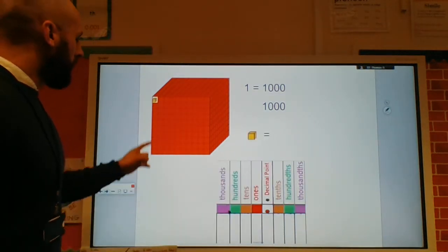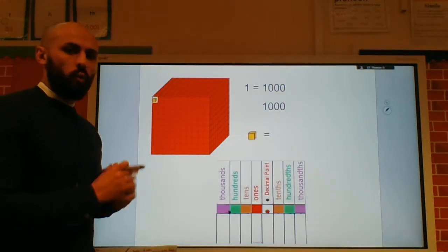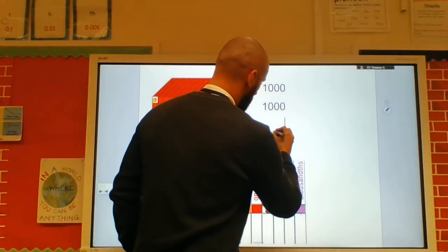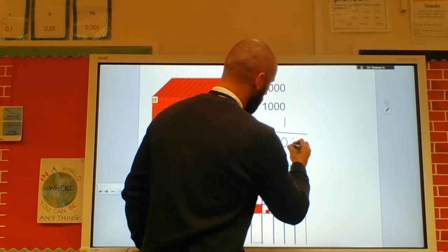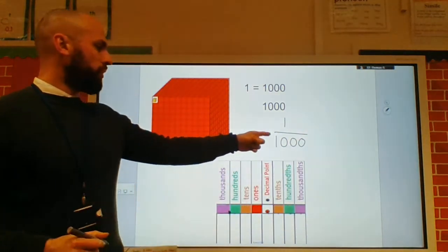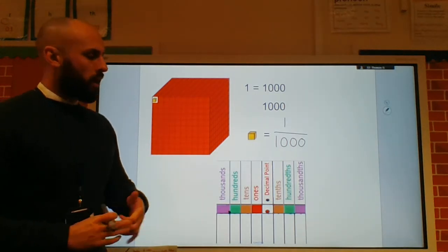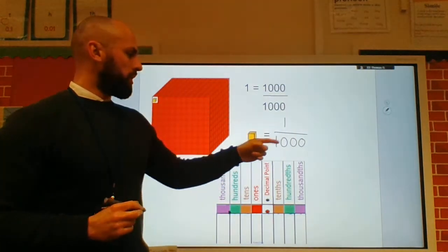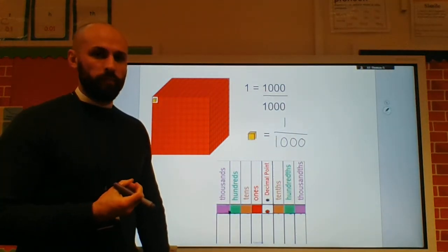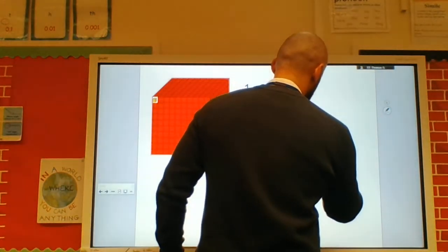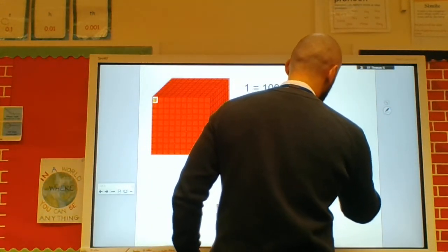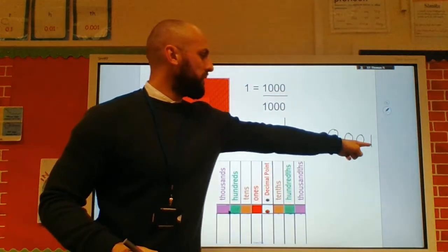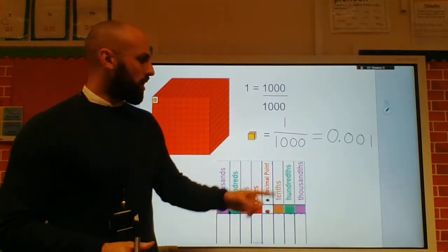But what if I have just one part of it, one part of the whole? Well then I've got 1 out of 1,000. And I call that a thousandth. Well, there's another way of writing that fraction. I can write that fraction as a decimal fraction. So it's 0.001. It's 1,000th. They're said exactly the same.